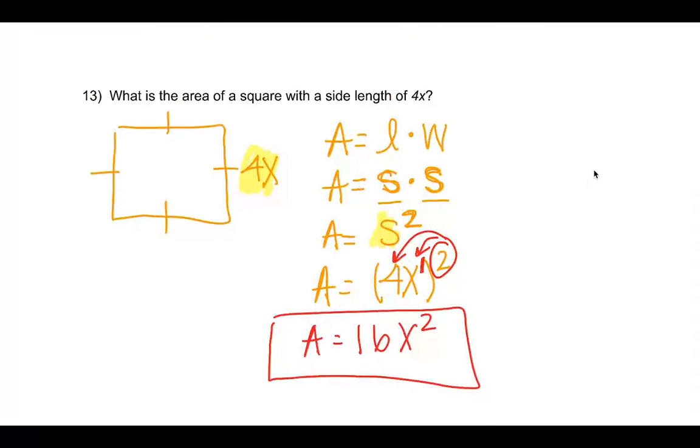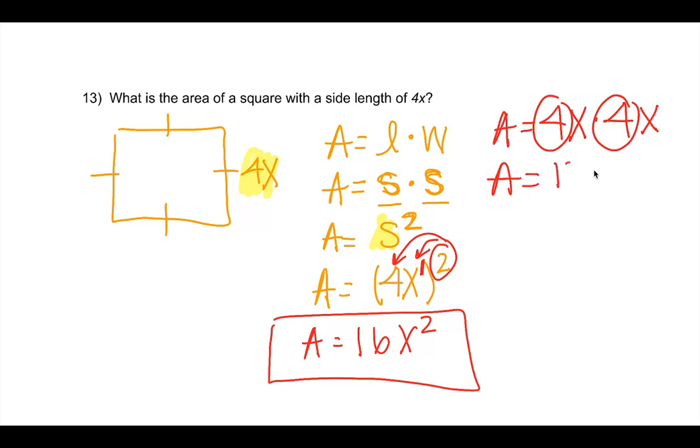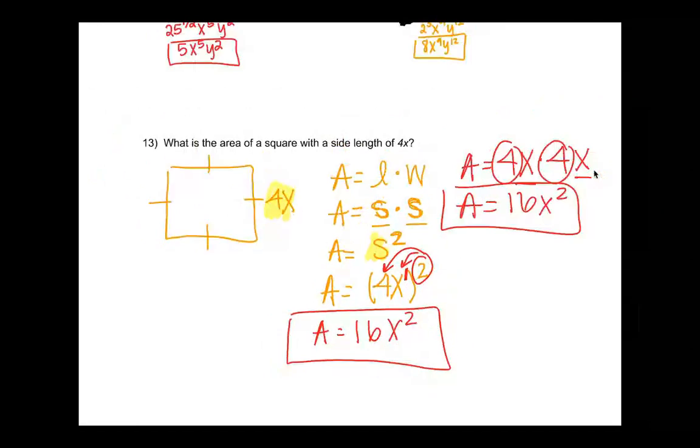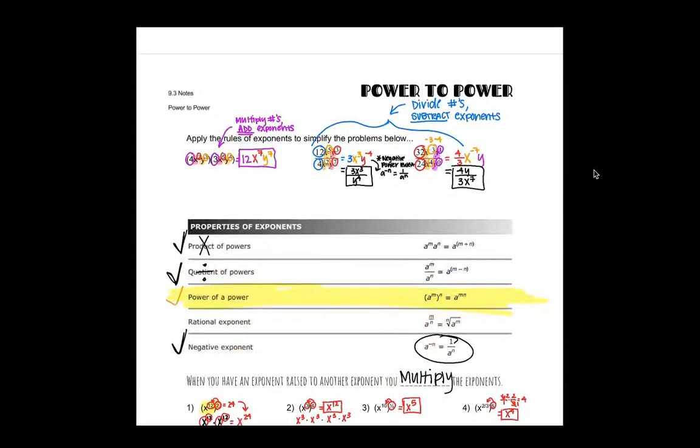And that's it. And yes, you could have solved it just by plugging in area equals 4x times 4x. Multiply the numbers. Keep the base. And I've got 2 of them. Same thing. I did it this way though because we've been talking about exponents and power to power. So that's why I did it the long way. But either way would have worked. If you were solving it on something, I would have taken either way. Okay, that is power to power.